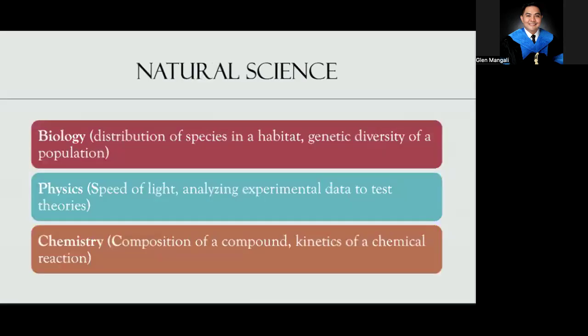What about in the natural science? Statistics is very important, for example, in biology, in studying the distribution of species in a habitat, analyzing the genetic diversity of population. In the area of physics, it can be used in measuring the speed of light, analyzing experimental data to test a theory or theories. And in chemistry, you can use statistics in analyzing the composition of compound, studying the kinetics of a chemical reaction.